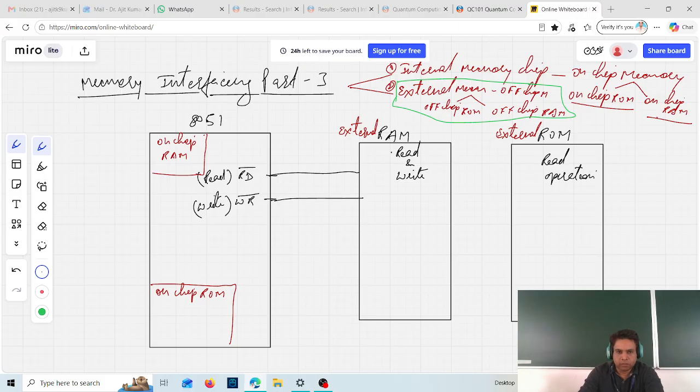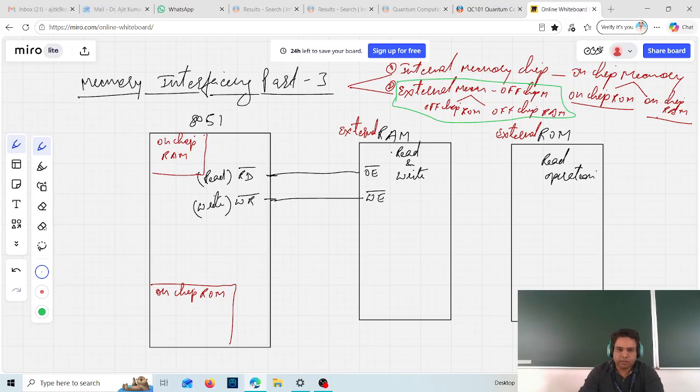If the microcontroller wants to read something, it is going to use this RD pin. This RD pin of the microcontroller is connected with the OE pin, the output enable pin. O means output, E means enable. And this WR pin of the microcontroller is connected with the write enable pin, the WE pin, of your RAM.